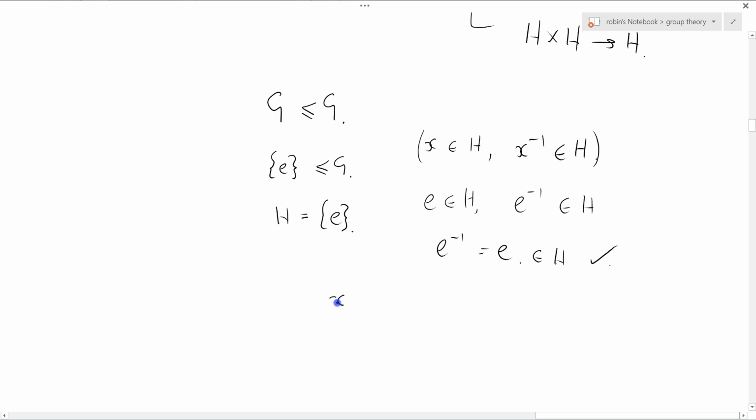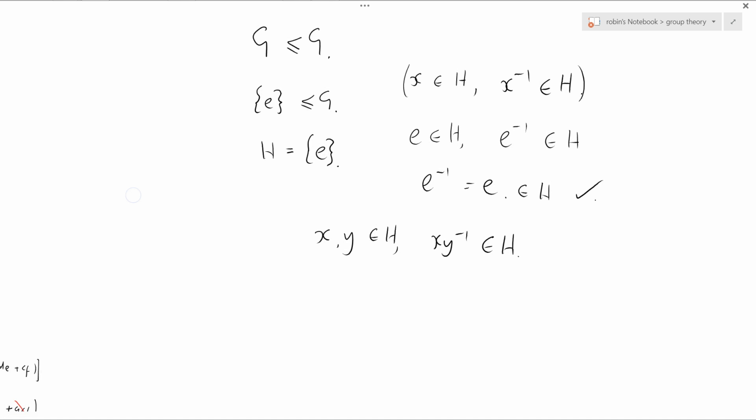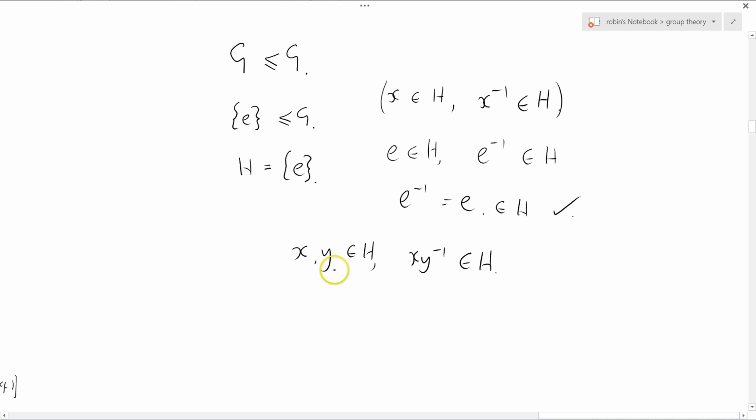The second rule says that if X and Y are in H, then X Y^-1 is in H. And this is easy to verify too, because the only choices for X and Y we've got are E and E. And so we are asked to verify that E E^-1 is a member of H. And that equals E times E, because we know E^-1 equals E, which is of course a member of your trivial subgroup H.